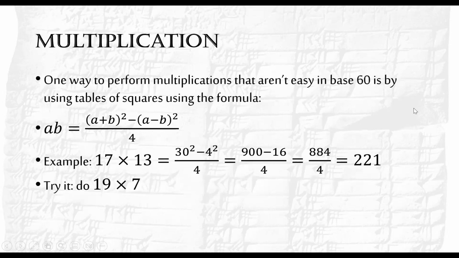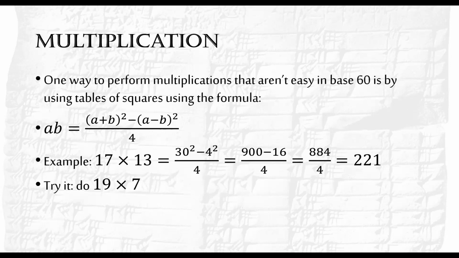So they had a couple different formulas for multiplications, and I'm going to give you one of their formulas. They had tables of perfect squares. One of the reasons they had tables of perfect squares is because it made it so that they did not have to have tables for every multiplication there is. They would just square the numbers.